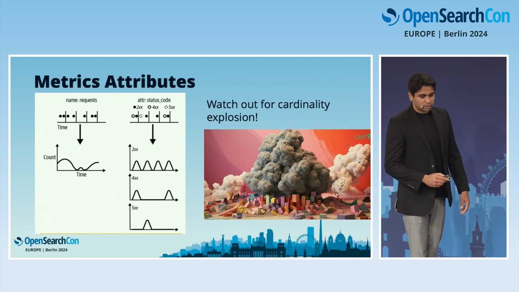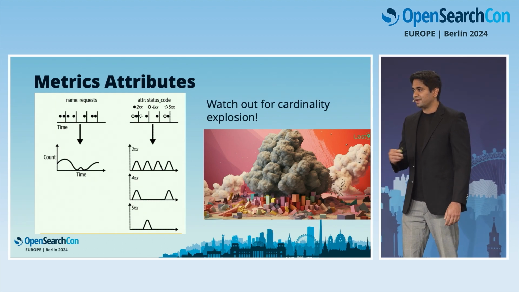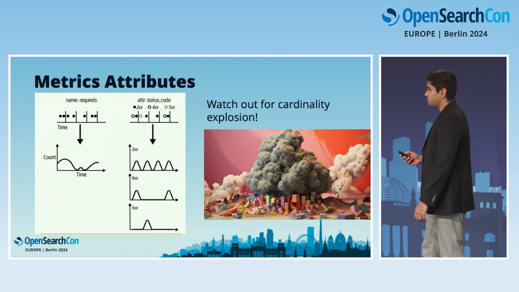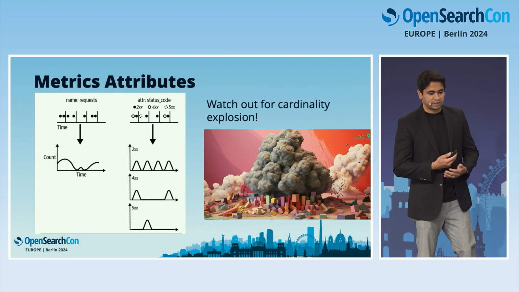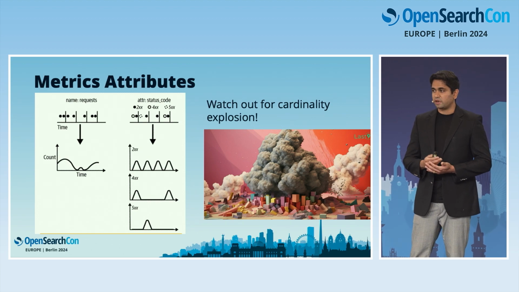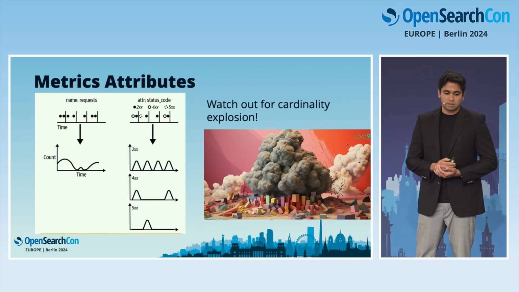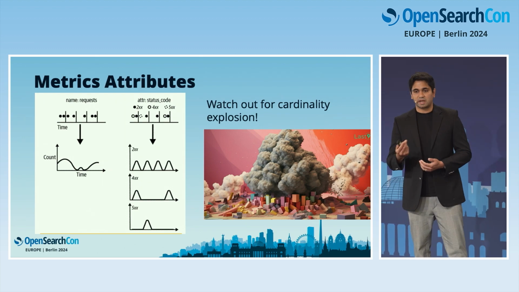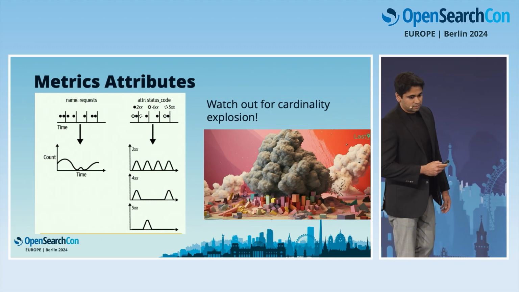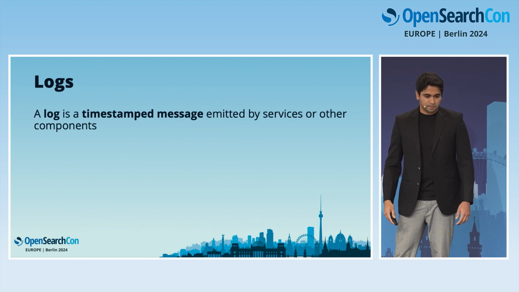One thing to note here is we need to watch out for cardinality explosion. So let's say if the number of possibilities of values of the status code or a metric is very large, this can cause a lot of issues when storing and retrieving from time series databases. So really watch out for that one.